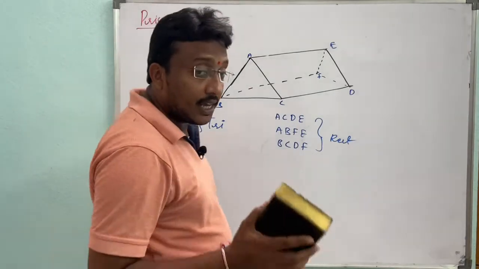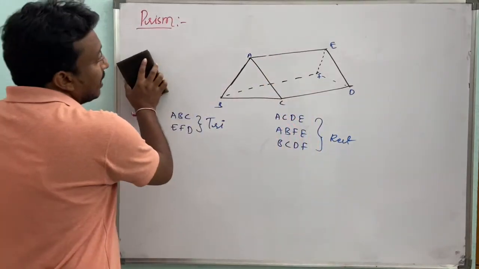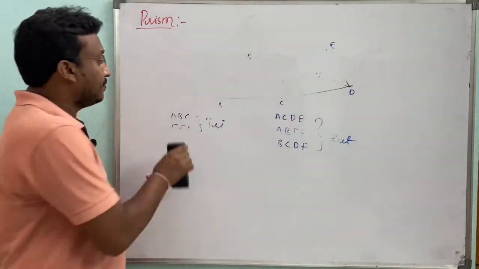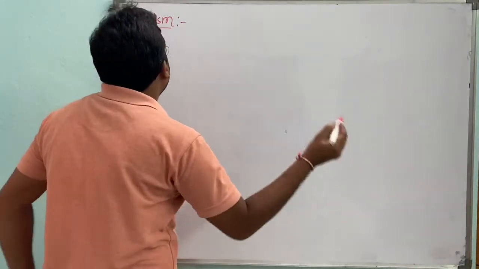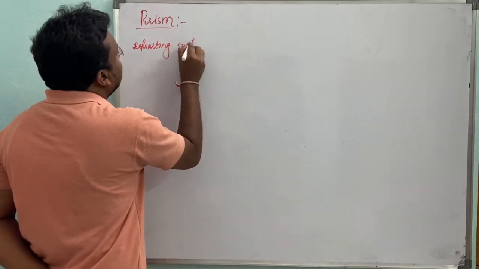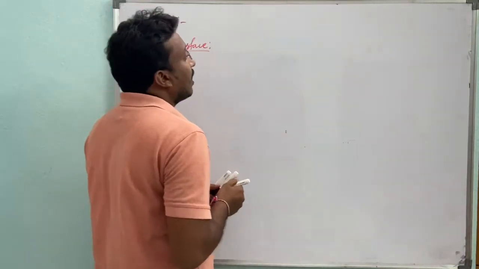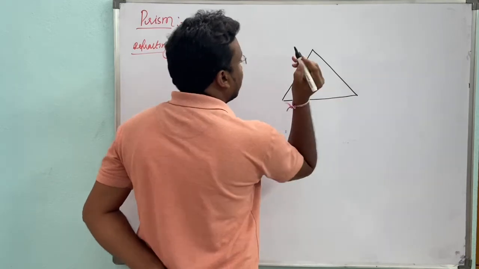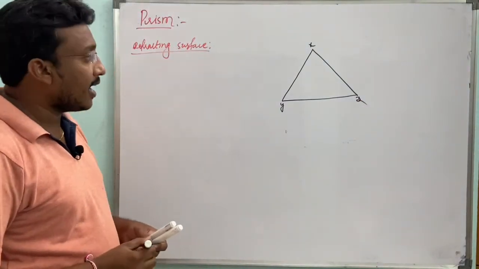Now we are going to discuss the basic terms which we use in the prism. First, refracting surface. See, this is the prism X, Y, Z.